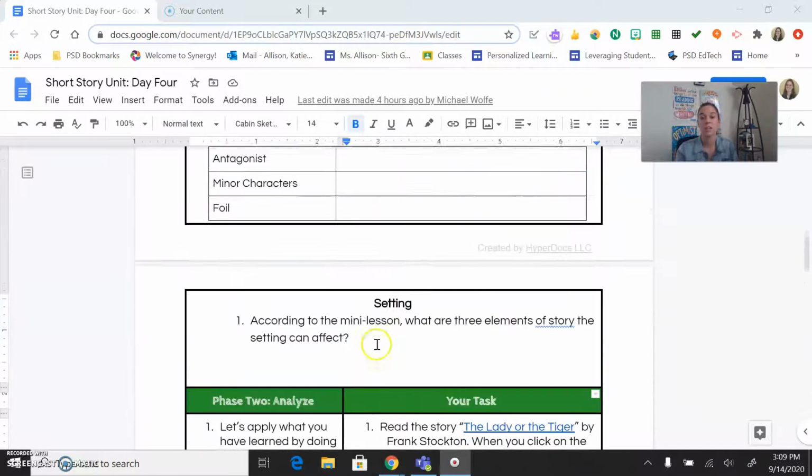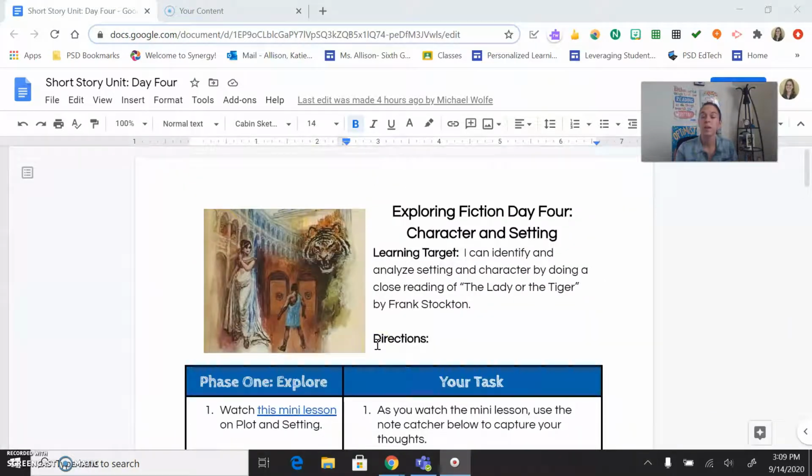Remember that each section has very specific directions for you. This work is going to be split over a day and a half, so make sure you're giving yourself plenty of time to get that done, and please let your teacher know if you have any questions.